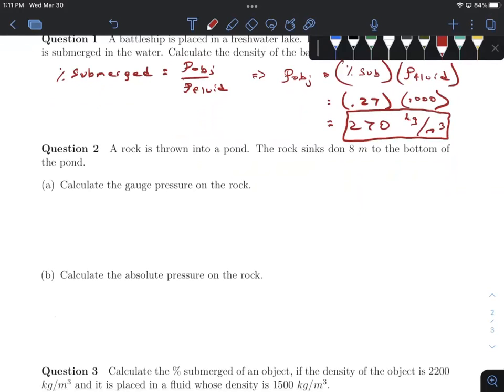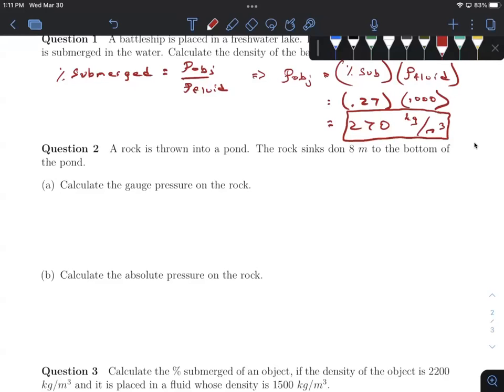Number one, what's the gauge pressure, which is just how much pressure does the rock feel more than if it's just sitting there in the atmosphere. So we know it's going to feel the atmospheric pressure, but since it's now under the water as well, it's going to feel some extra pressure. And so the question is, how much extra pressure does it feel? That's what the gauge pressure is.